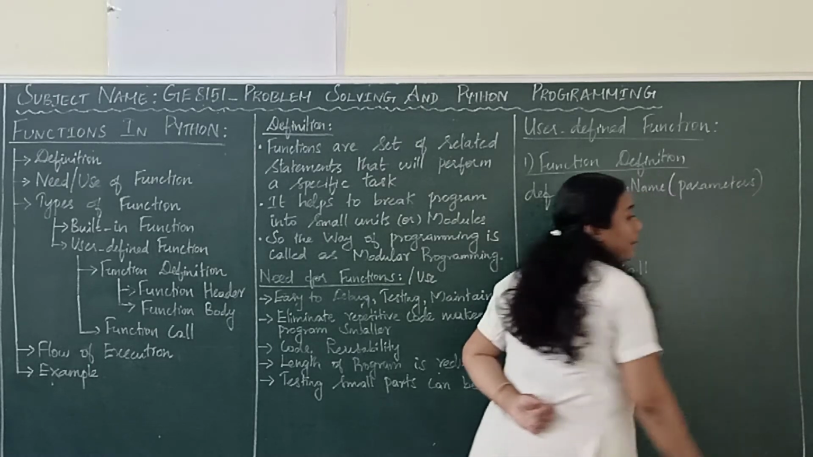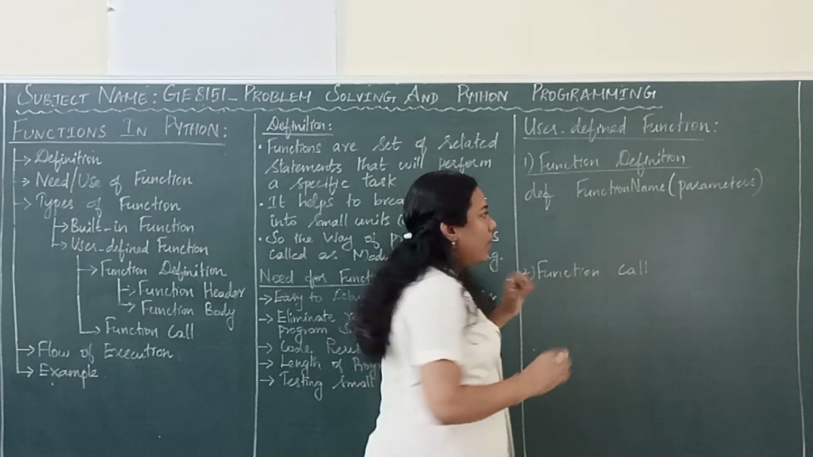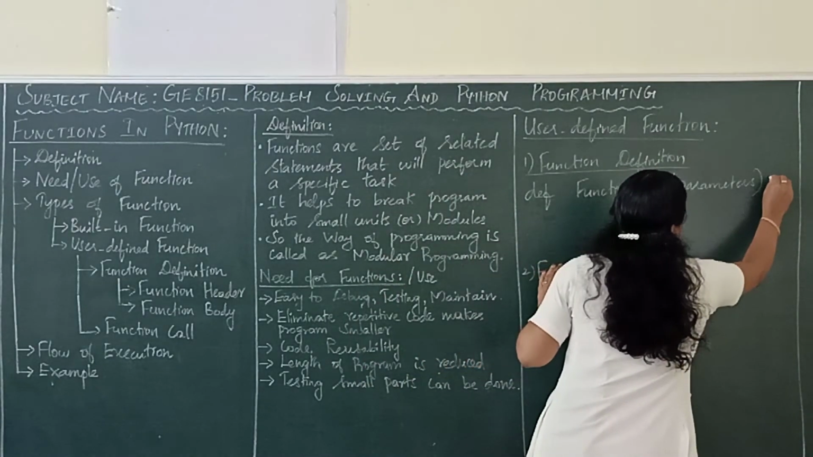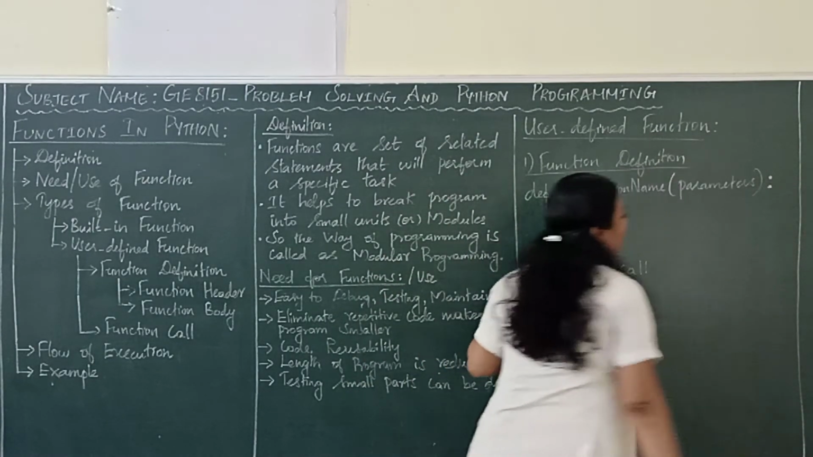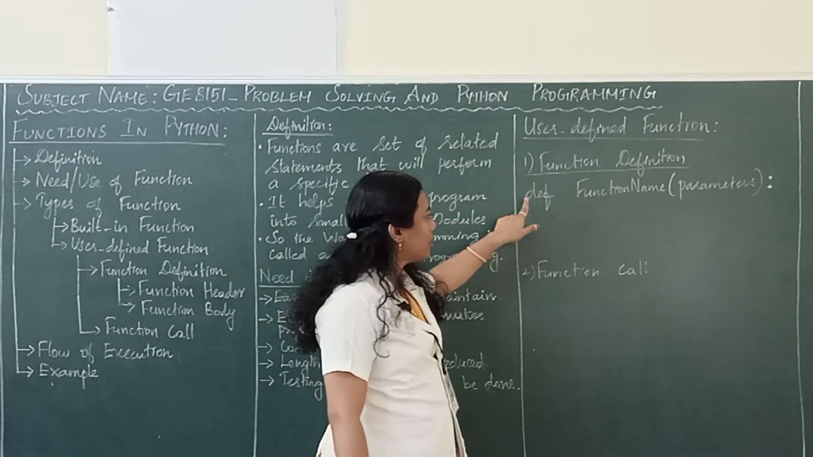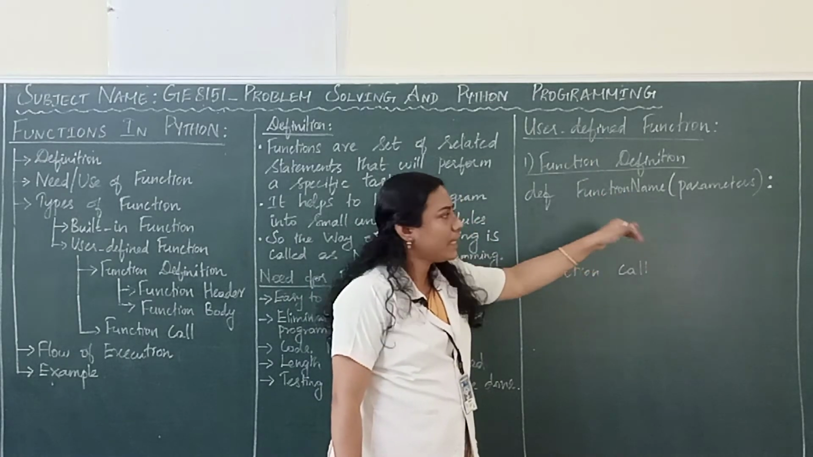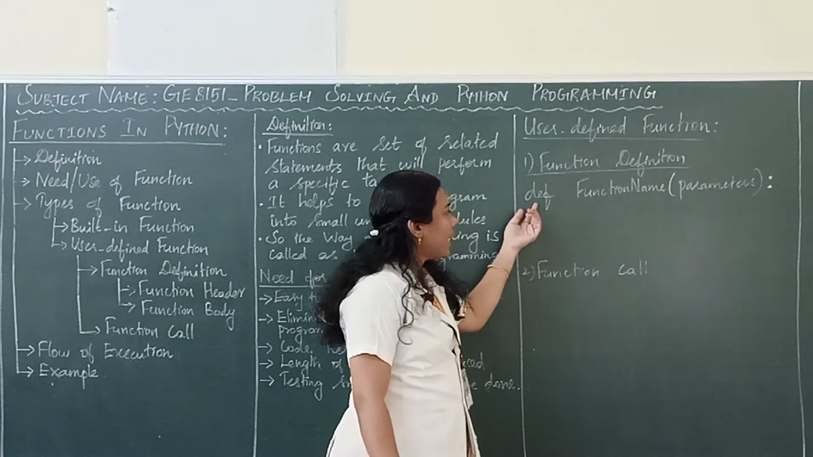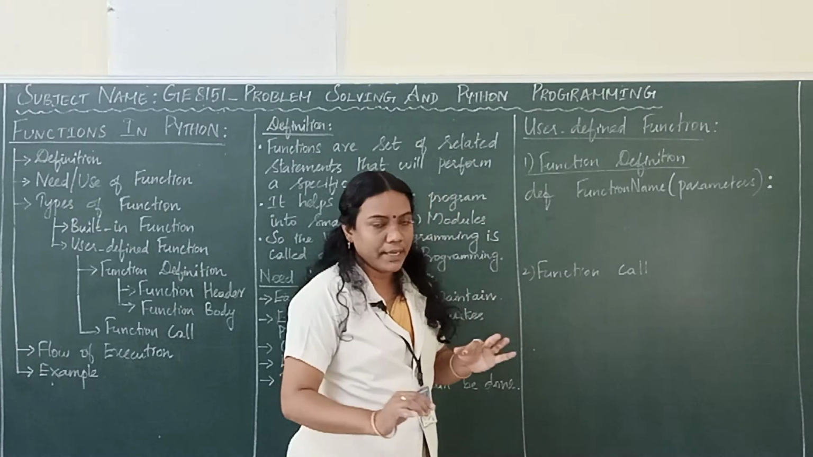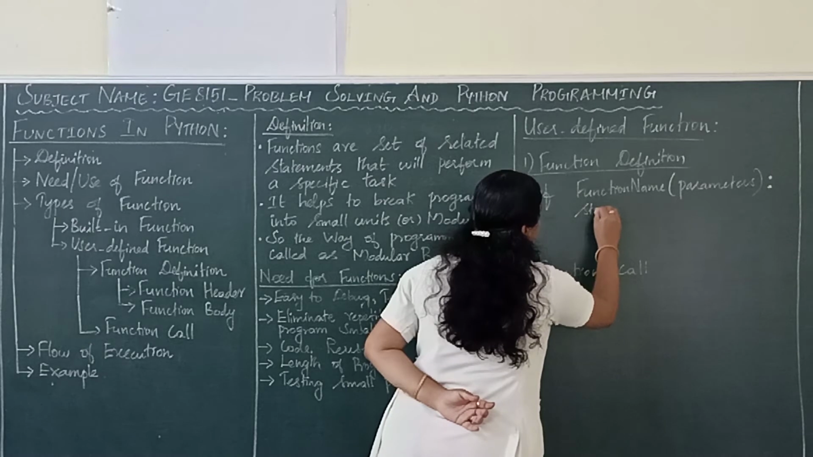Parameters represent the input taken by this particular function. At the end, you need to represent the symbol colon, right? So this is the function header: def, function name followed by parameters, and it ends with colon. So this statement is called as function header. Inside that you can add statements, as many statements.